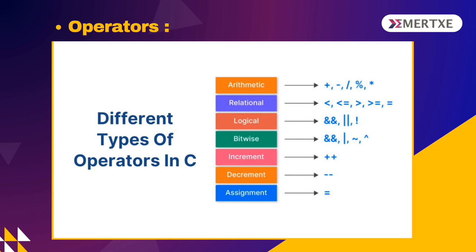Bitwise operators. These operate at the binary level and are used for bit level operations. Next, increment and decrement operators. These are shorthand operators to increase or decrease a variable value by 1. Plus plus is used for increment and minus minus is for decrement. Next, assignment operators. The operator used to assign a value to a variable. These are all different types of operators in C.